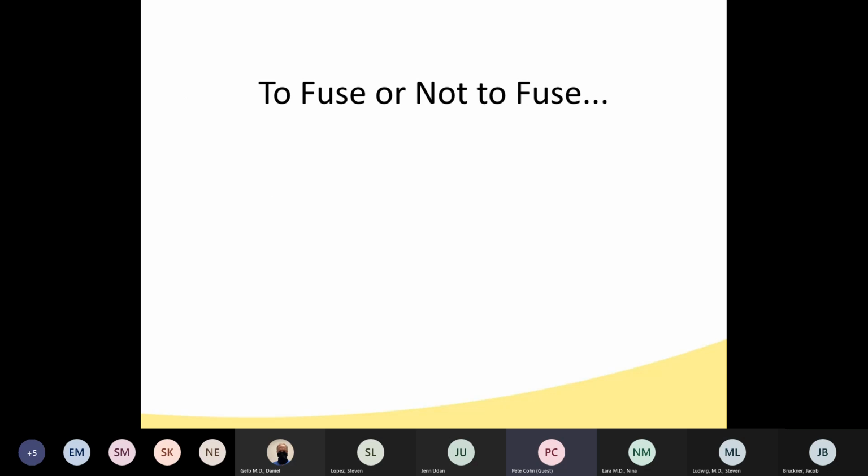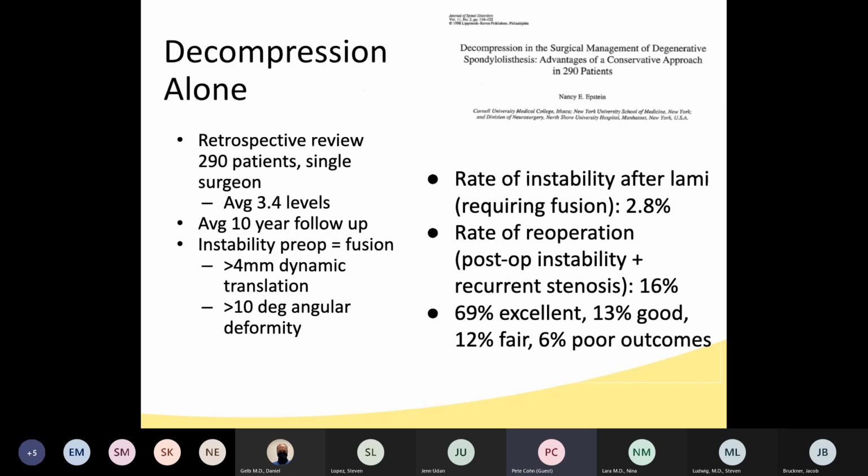But then that leads to the question of, do patients with degenerative spondylolisthesis need a fusion or not, or do they really just need decompression to help with their neurologic symptoms? So this was a paper by Nancy Epstein, who was looking at this, and she reviewed 290 patients. There were all her patients, and she did an average decompression of 3.5 levels. She followed them for 10 years.